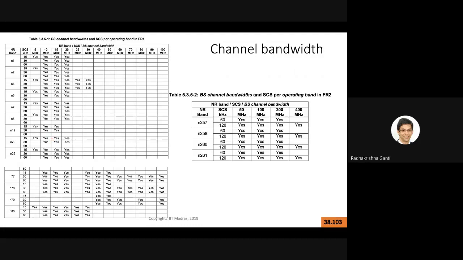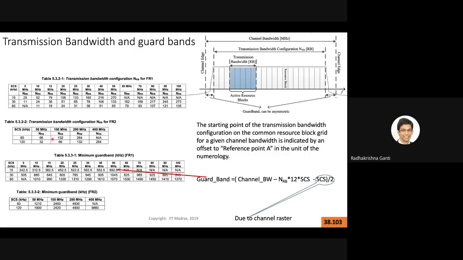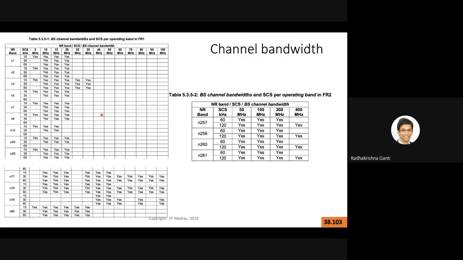Okay. So where is the channel bandwidth specified? This is the transmission bandwidth. In 38.103 there's a table which says which band combination has which bandwidth supported. For example, for N78, which is the 3.5 gigahertz band, at 15 kilohertz it says 10 megahertz is supported, 15 is supported, 20 is supported, 30, 40, 50 up to 100, whereas 5 megahertz is not supported.